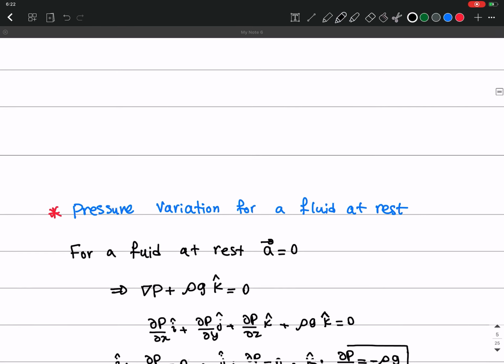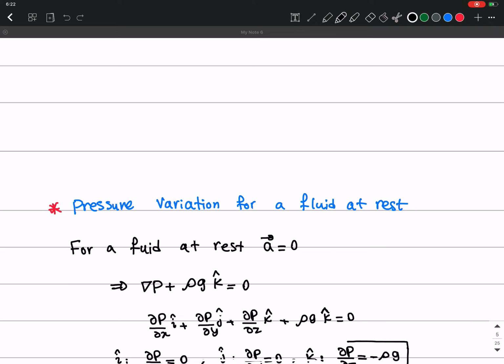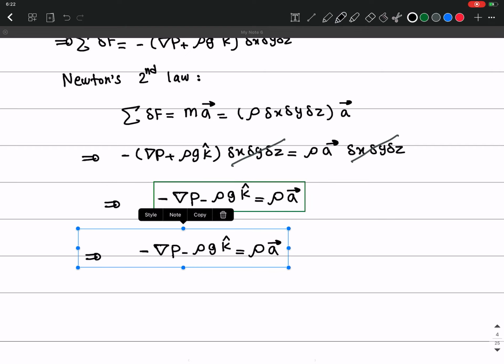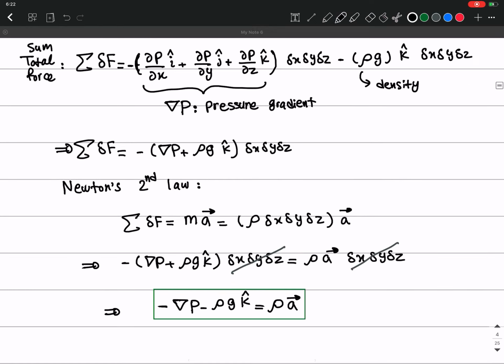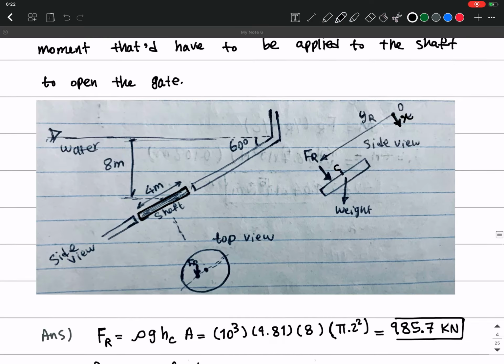Okay, here we assume we have a fluid at rest, right? So we set a, or acceleration, to 0, and this is the equation we had for fluids. So this is the equation we got from Newton's second law for a fluid motion.